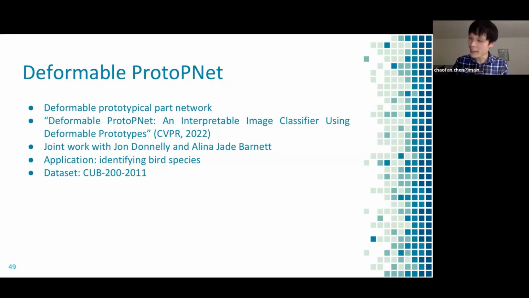And finally, I'll close my talk with a more recent work that I did with my former undergraduate student, John Donnelly, and Alina who's a PhD student at Duke. So our work is known as deformable ProtoPNet or deformable prototypical part network. And this was published in CVPR 2022. And it's the same application of identifying bird species.